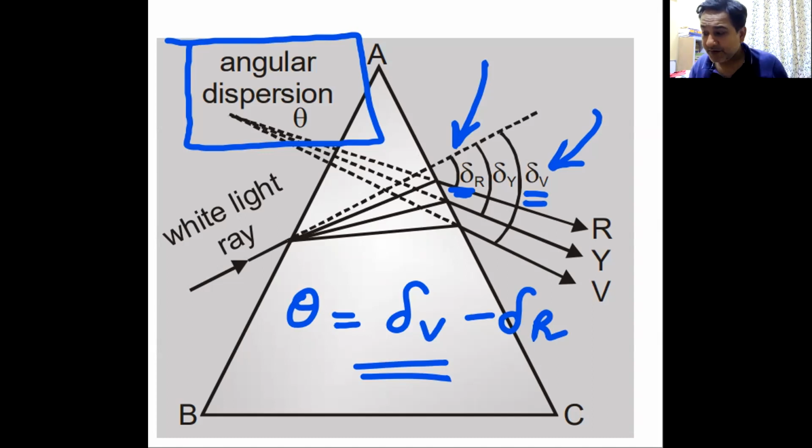In this diagram, it would be very clear. The angular dispersion, as you can see, I'll just show it to you. The angle theta is also given. This angle between these two lines is the angle theta. Do we understand this? The difference in the deviation between the violet light and the red light is known as angular dispersion.